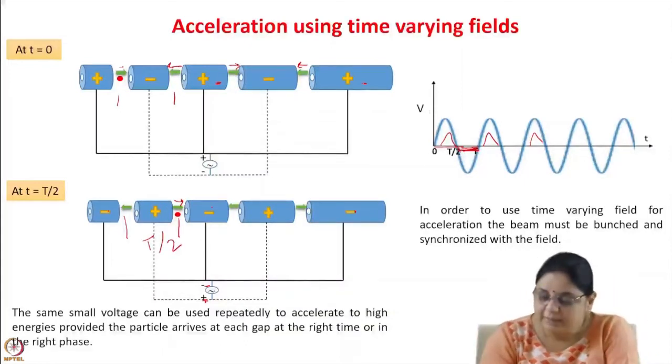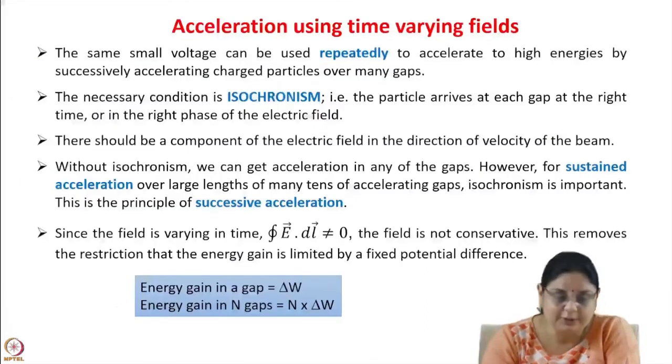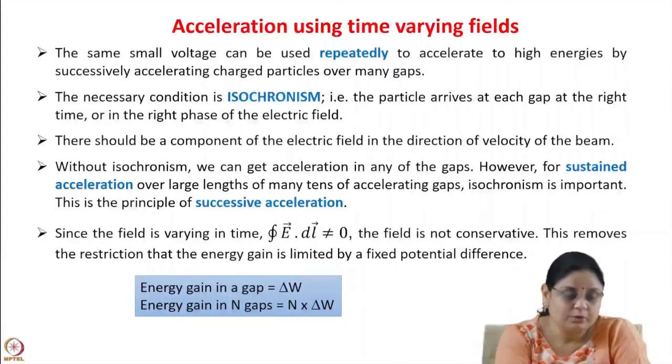So in order to use time varying fields for acceleration, the beam must be bunched and it must be synchronized with the field. So the same small voltage can be used repeatedly to accelerate to high energies by successively accelerating the charged particles over many gaps. The necessary condition here is isochronism, that is, the particle arrives at each gap at the right time, so that it sees the right phase of the electric field, that is the positive part of the electric field. Also, as we have studied already in the first lecture, for acceleration, there should be a component of electric field in the direction of velocity of the beam.